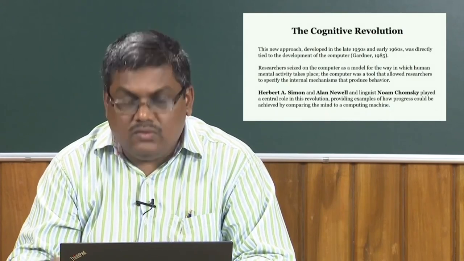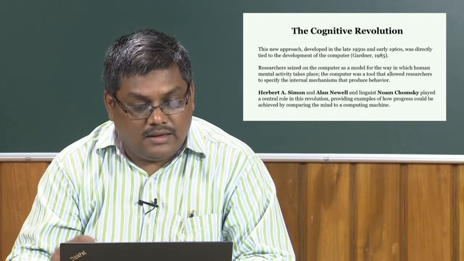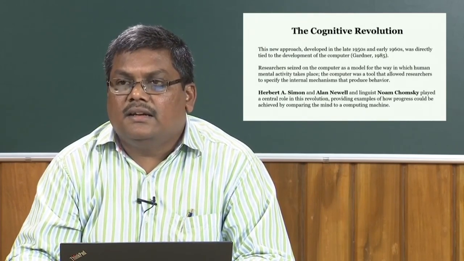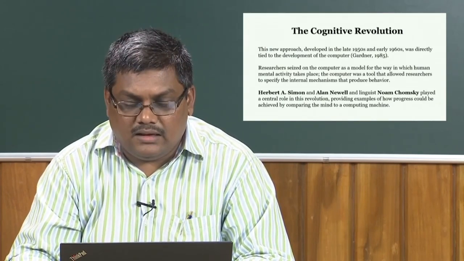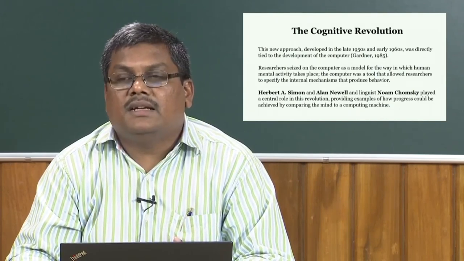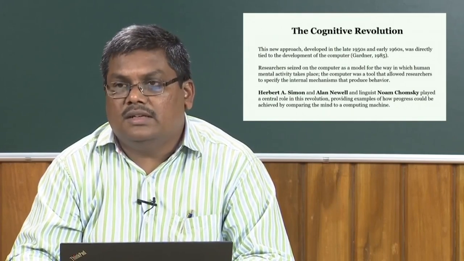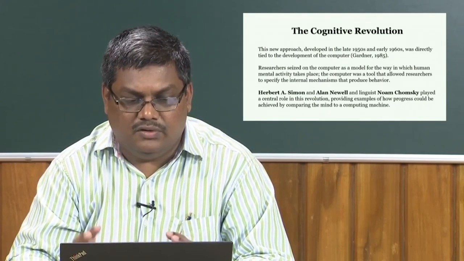A new school came in and they started explaining what is the subject matter of the mind and how is knowledge gathered, and this school was called the cognitivist school or the cognitivist revolution.